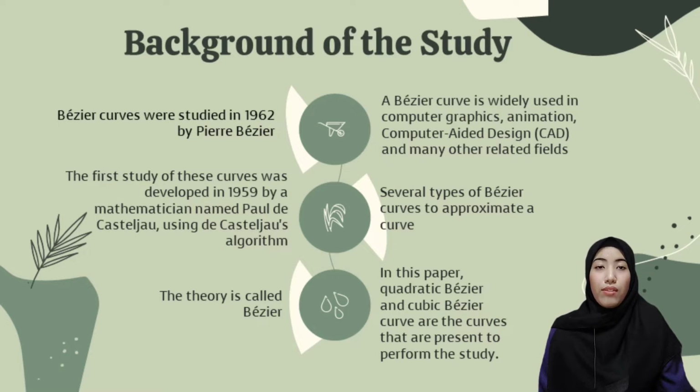Kilicoglu and Sayed 2020. There are several types of Bezier curve to approximate a curve, which are linear Bezier curve, quadratic Bezier curve, cubic Bezier curve, quartic Bezier curve, and quintic Bezier curve. In this paper, the quadratic Bezier and cubic Bezier curves are the curves that are presented to perform the study.